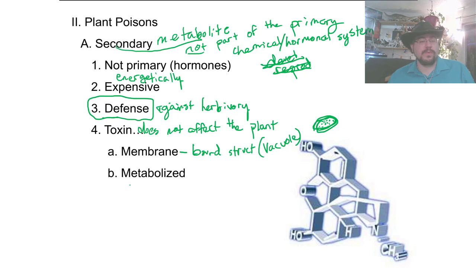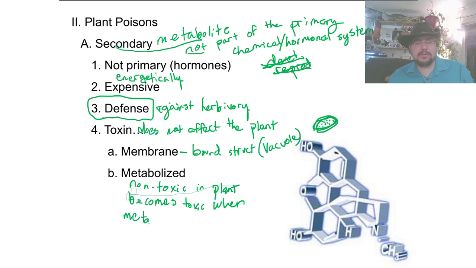The other method, which is kind of cool, is to have it be not toxic inside the plant. But it becomes toxic when metabolized in the intestines of an animal. So that's pretty cool. There are a variety of plant defensive chemicals that are indeed stored as a non-toxic form, but that become toxic when introduced to the digestive system of the organism that ate it. And let's go into a big example.